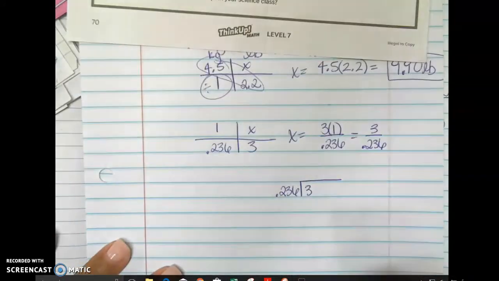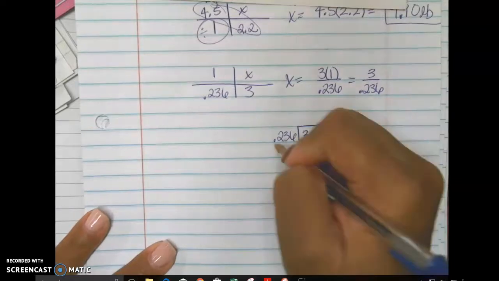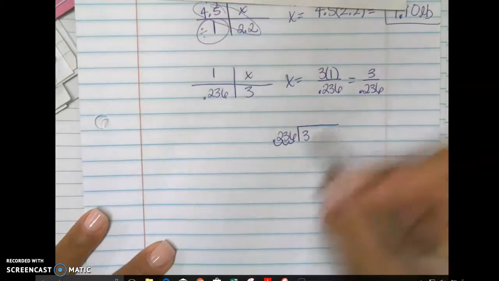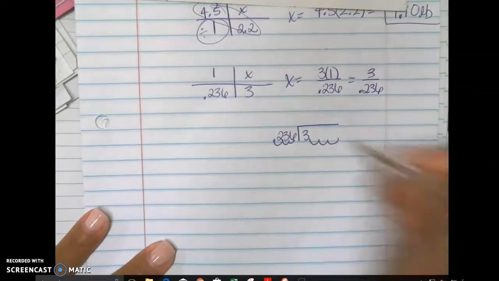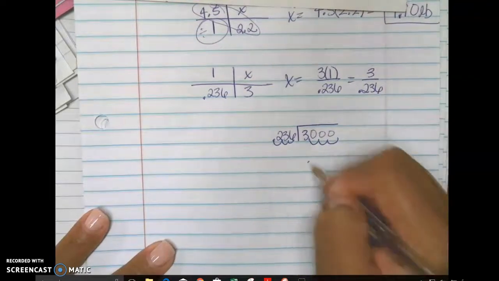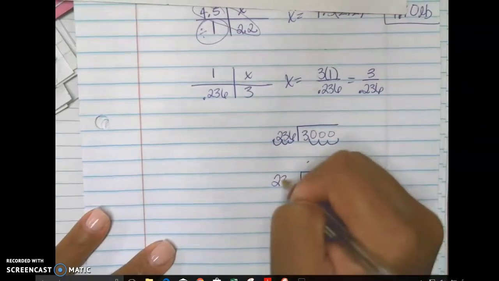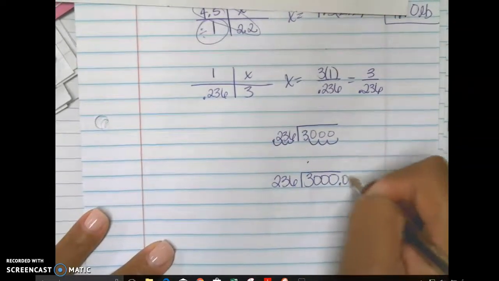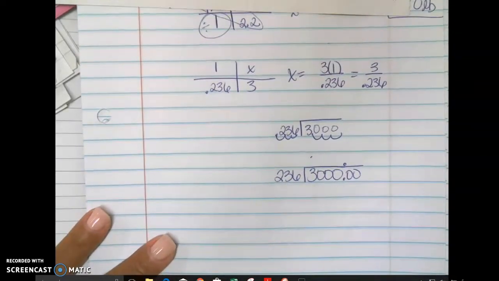Okay? Can I have this 0.236 outside as a decimal? No. So what must I do? How many times? 1, 2, 3, and whatever I do to the outside, I must do to the other side. So 1, 2, 3. This now becomes what problem? 3,000 divided by 236. Are you writing this down? I should not hear any other talking.